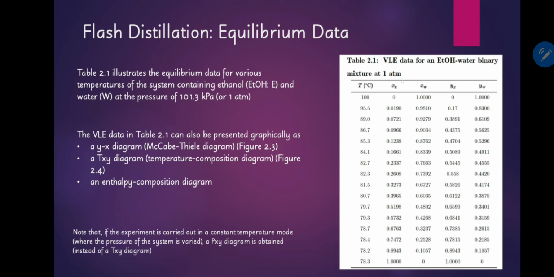In table 2.1, here you will be able to see the VLE data for the ethanol water binary mixture at 1 atmosphere. You have your XE which represents the mole fraction of ethanol. XW represents the mole fraction of water. X, again, here you need to remind yourself that X represents the composition in the liquid phase. Y represents the composition in the vapor phase.